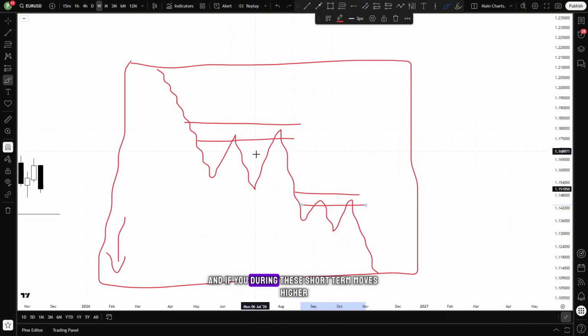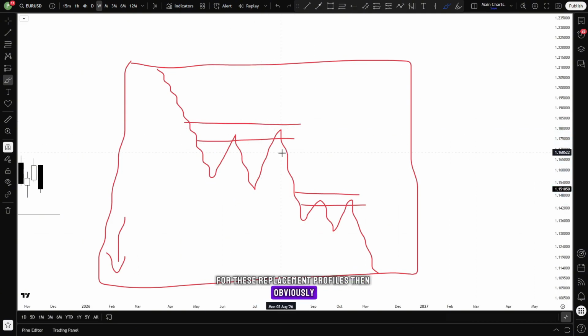And if during these short-term moves higher, during these retracements, just like I said earlier, if you had stubbornly held on to your bearish bias and expected price to just nuke downward and expand lower immediately without giving it breathing room for these retracement profiles, then obviously you would have ended up on the wrong side of the markets. You would have been wrong.